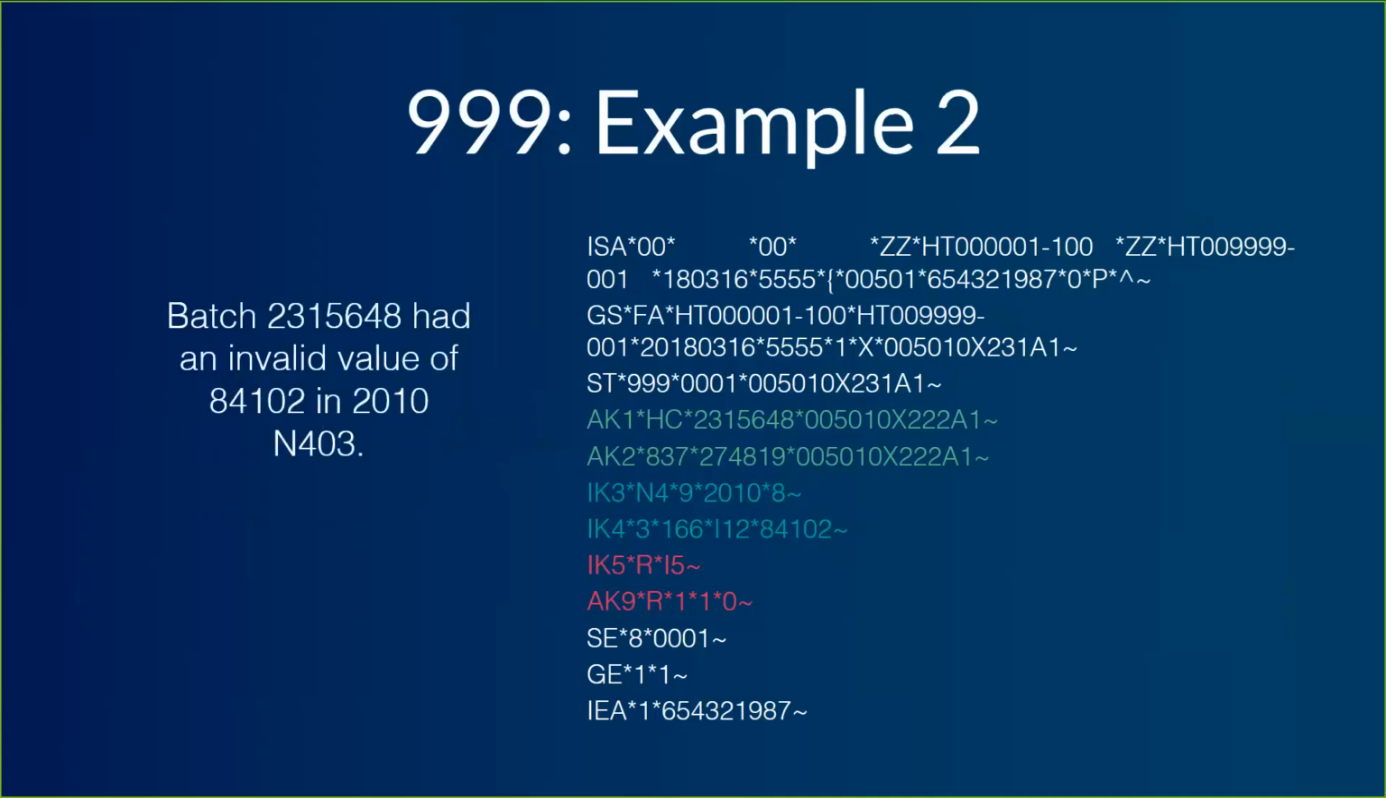If I were to, again, look this up and compare in the original transaction, I would find that this particular N4 segment is for the billing provider address. And billing provider zip codes must be 9 digits. This one was only 5, so it would have failed.